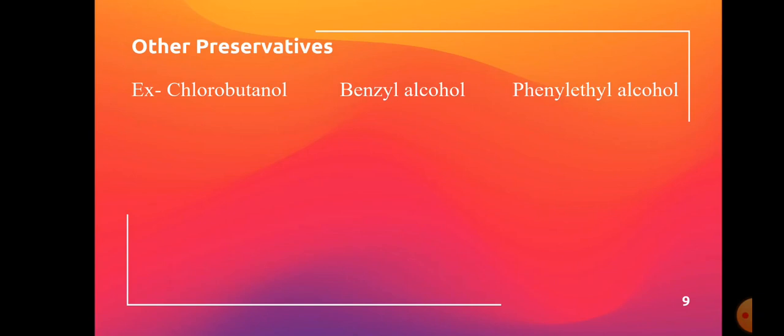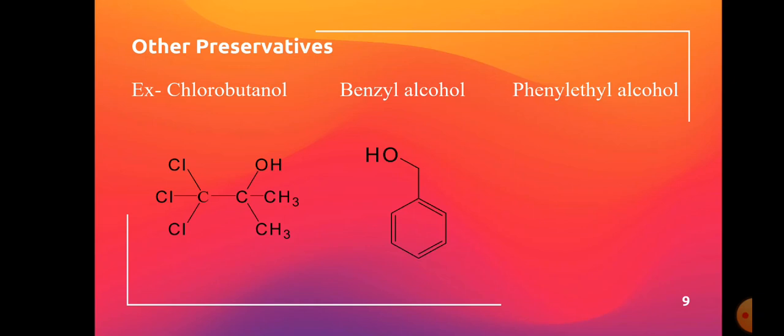Coming to the other preservatives, examples chlorobutanol, benzyl alcohol, phenyl ethyl alcohol. This is the structure for chlorobutanol. This is the structure for benzyl alcohol and this is the structure for phenyl ethyl alcohol. Coming to the chlorobutanol, it is used in injection and ophthalmic preparations. It is very much stable in oils.